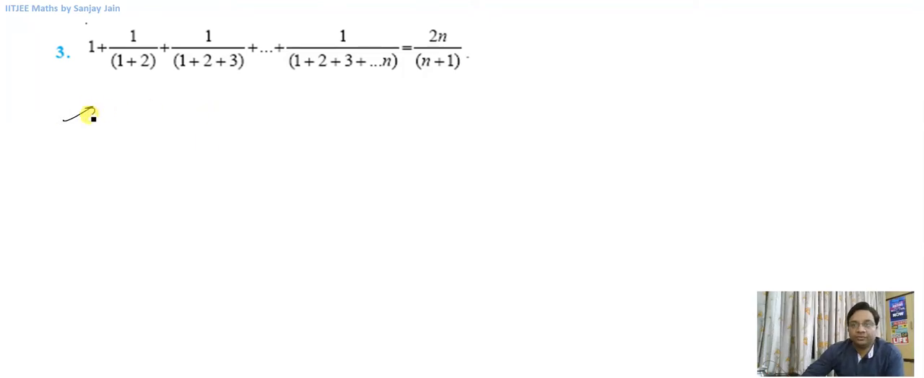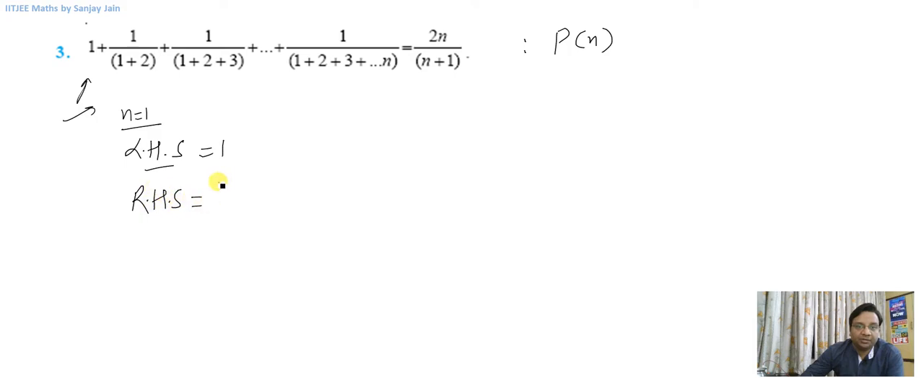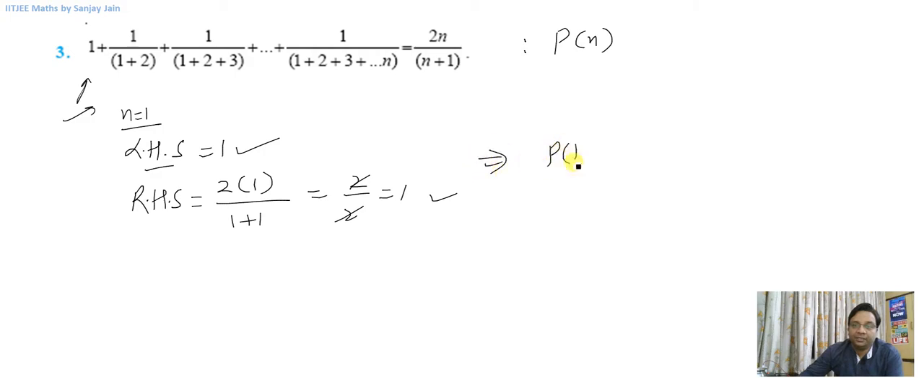Okay, let us solve this question now. Let us assume this statement is P of n. So first of all, we will check for n equal to 1. For n equal to 1, my left hand side will be this first term here, that is 1. And right hand side for n equal to 1 will be equal to 2 into 1 divided by 1 plus 1. So this will be 2 by 2, that is 1. So you can see left hand side is equal to right hand side. Hence, I can say P of 1 is true, right? So my base step is over.